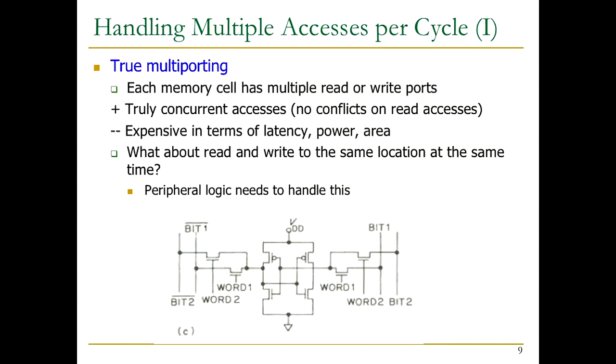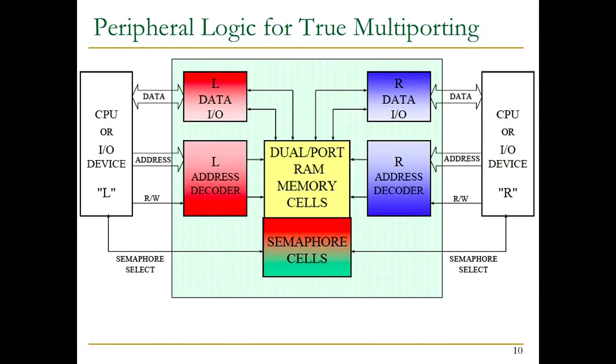That depends, right? For example, you could figure that out before you send the memory access into the memory and say, oh, I'm going to do the read first and then the write first, depending on what the order is required from the program. But one way of doing it inside the memory is, as you can see, you basically have some semaphore cells that say, oh, if you're going to read and write at the same time, you cannot do it.